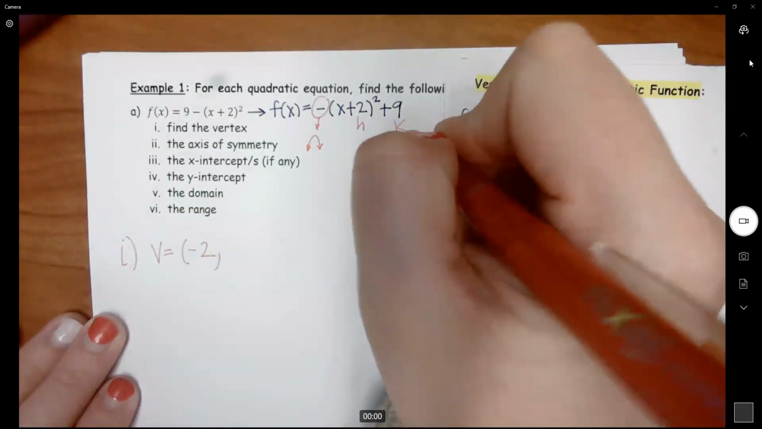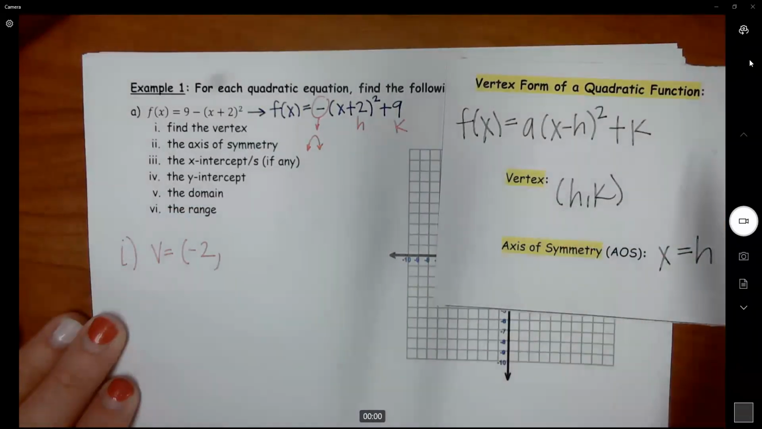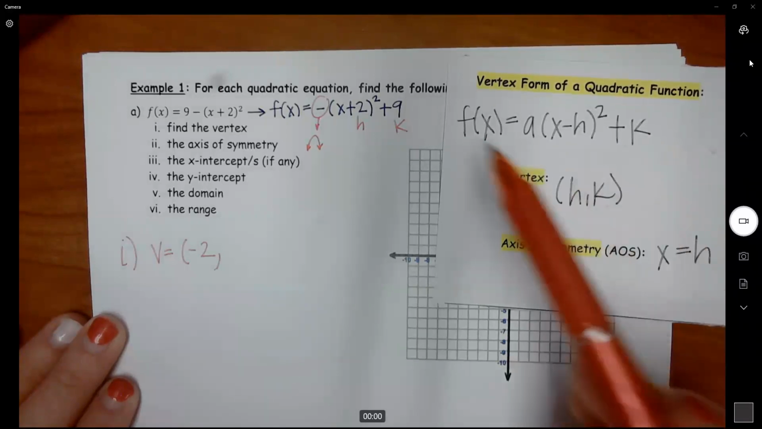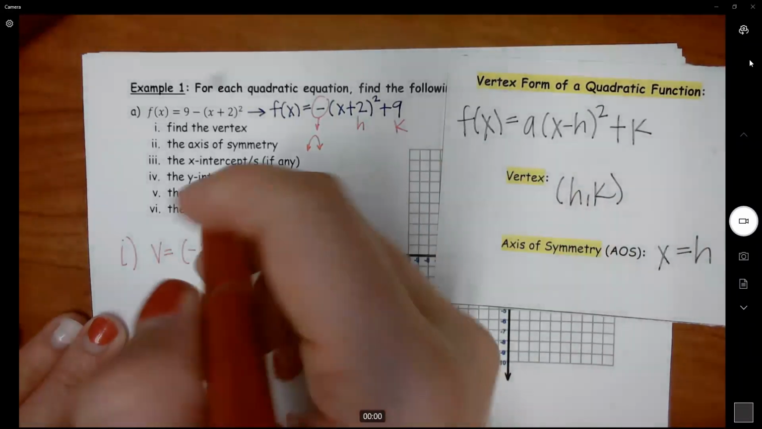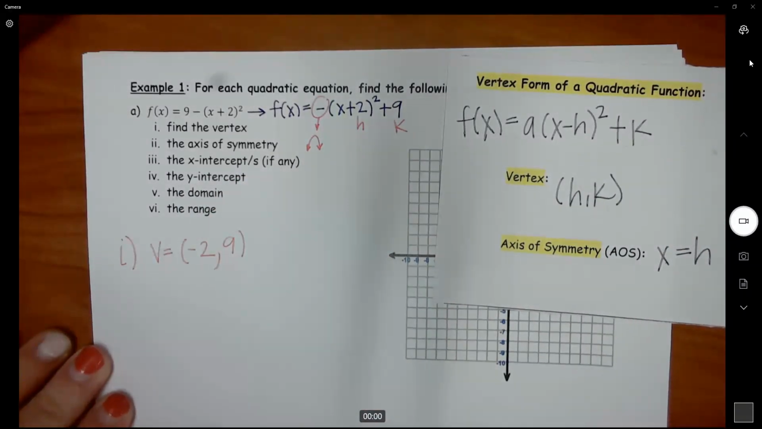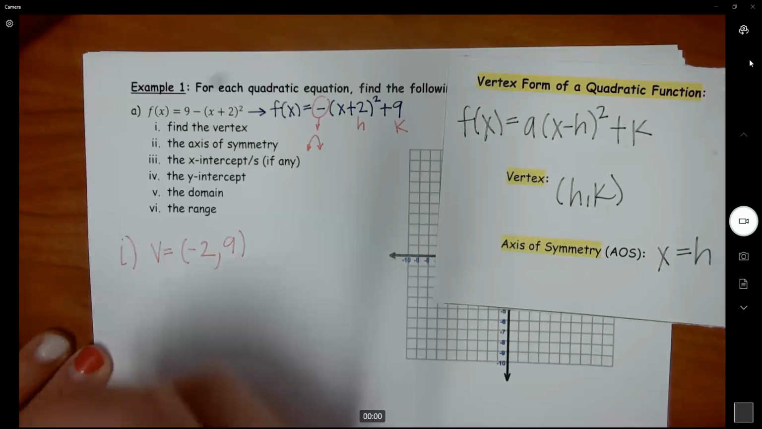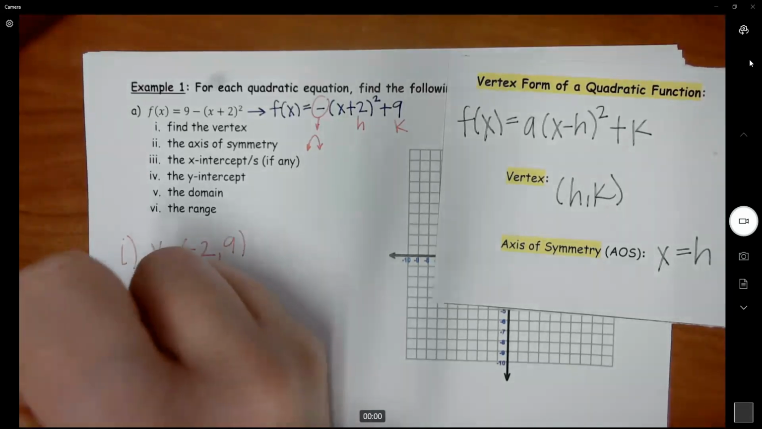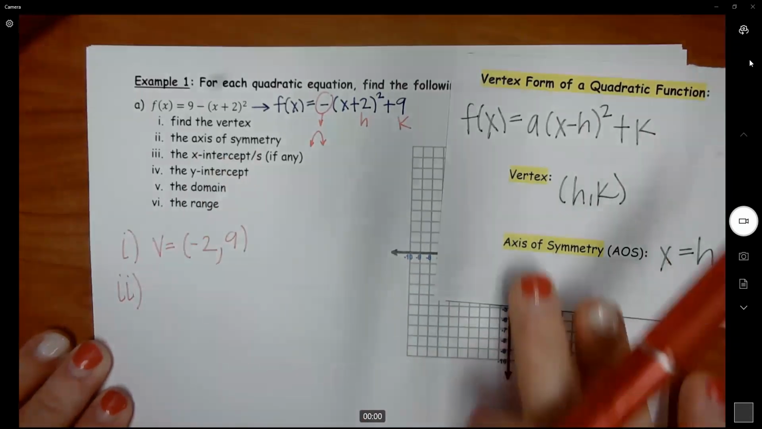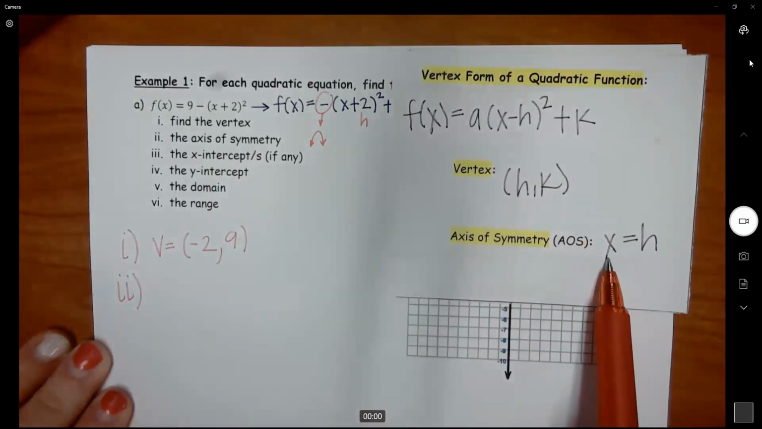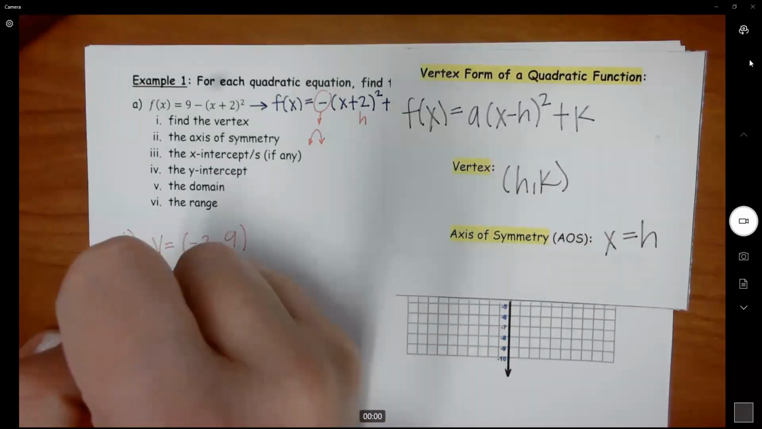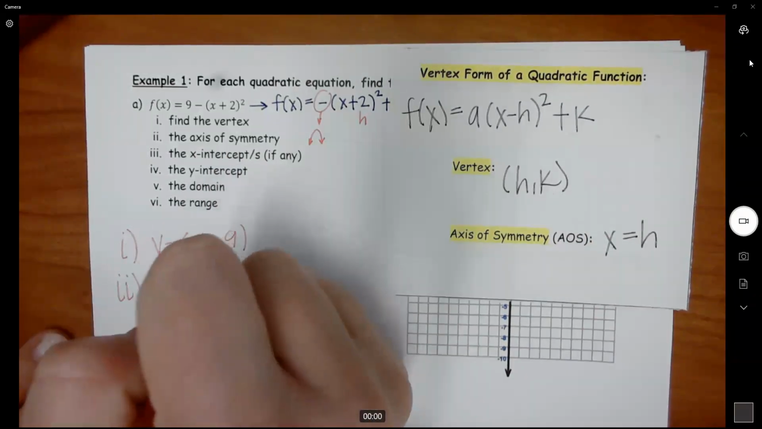And then my k is back here. You have k and k, and these are both positive, so we'll keep that sign. So k is 9. Okay, so that's my vertex. Then I need to find the axis of symmetry. Your axis of symmetry is just x equals h. In this case, my h is -2, so we've got x equals -2.